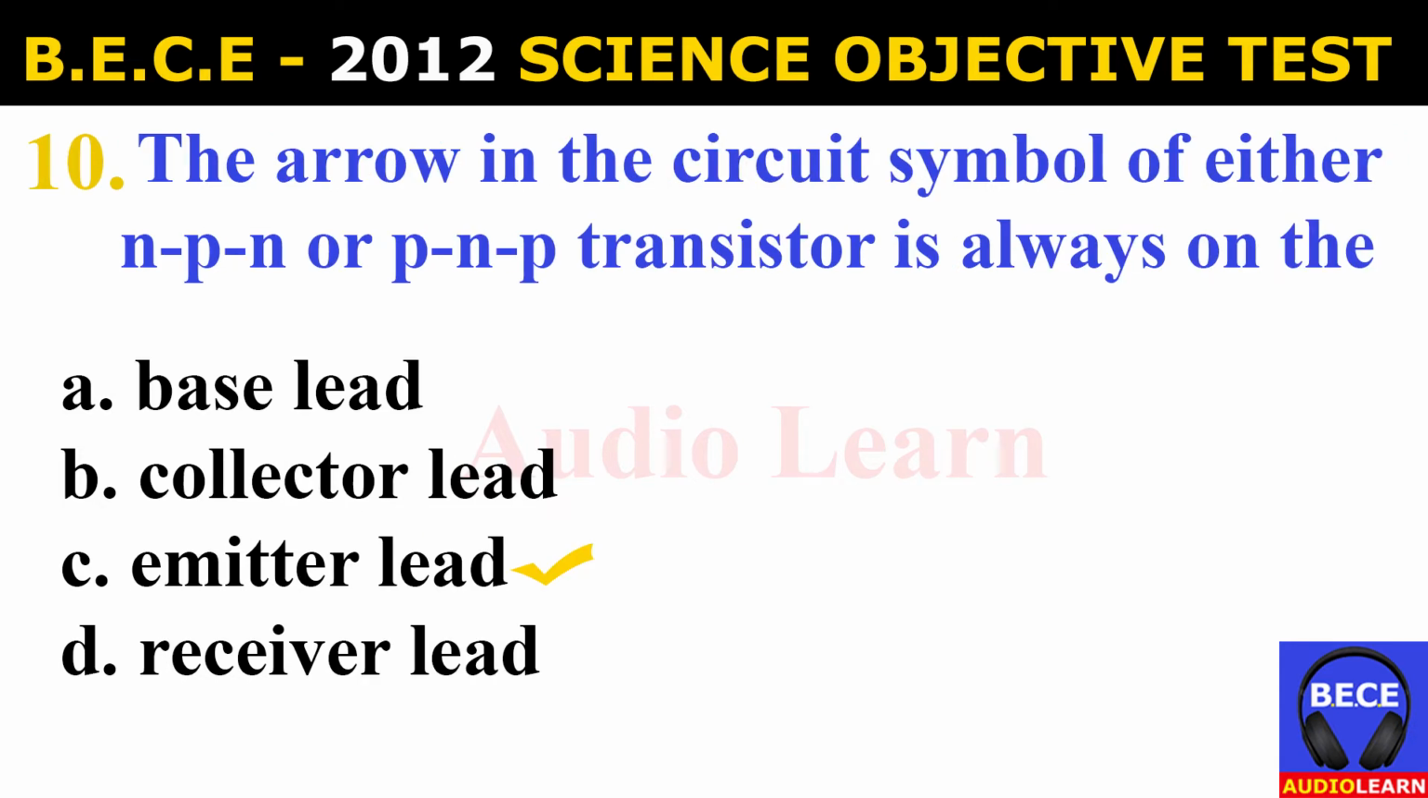Number 10. The arrow in the circuit symbol of either N-P-N or P-N-P transistor is always on the A, base lead, B, collector lead, C, emitter lead, D, receiver lead. And the answer is C, emitter lead. The arrow in the circuit symbol of either N-P-N or P-N-P transistor is always on the emitter lead.